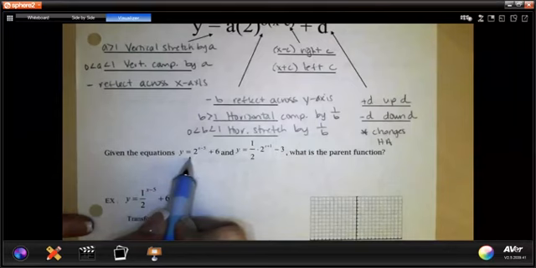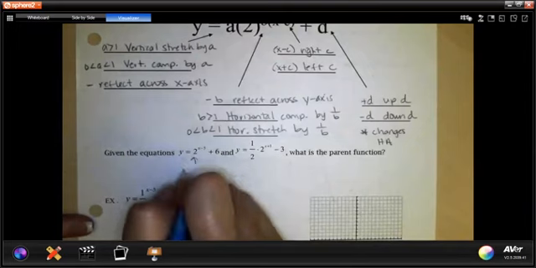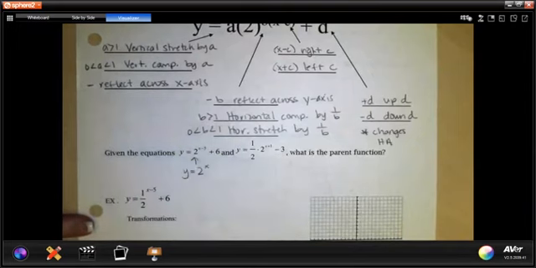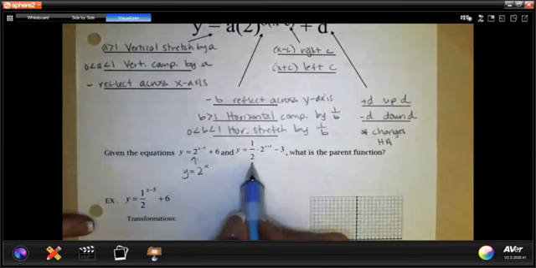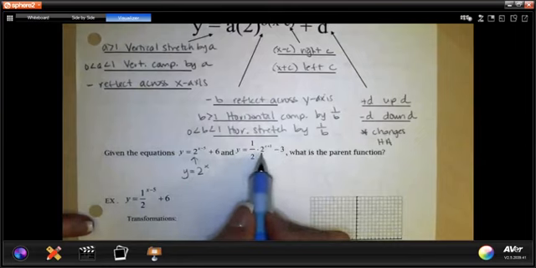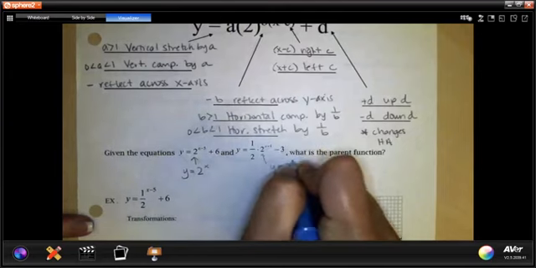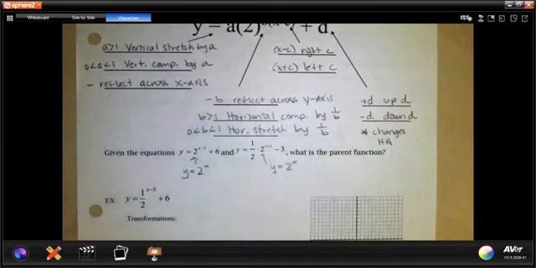Given this one right here, I look at what's being raised to the x power, so I know my parent function is y equals 2 to the x power. 2 is what's being raised to the exponent. On this second one, I have 1/2 times 2 to the x plus 1 minus 3. Still 2 is what's being raised to the power. So this tells me my parent function, which would be 2 to the x power. That's what you're going to start with. The other pieces don't affect the parent function. You're looking for what is being raised to the x power. That's going to give you the parent function.